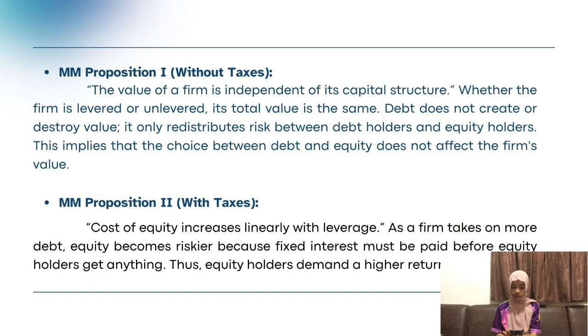Ayan. We have here two propositions of the Modigliani-Miller approach. We have proposition 1: the value of a firm is independent of its capital structure. Whether the firm is levered or unlevered, its total value is the same. Yun lang ang proposition 1. Whether the firm is financed with debt or without debt, whether the firm is levered or unlevered, the value is equal. Ayan.